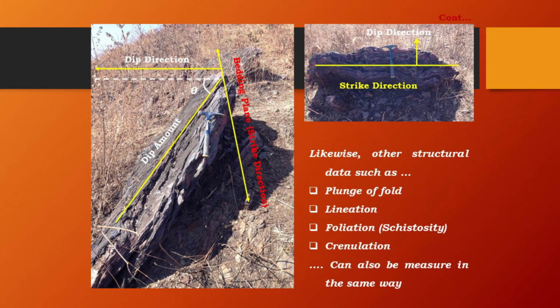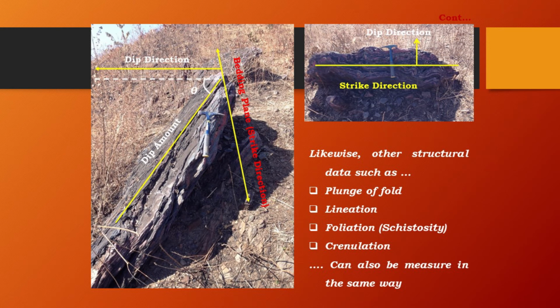In a real case scenario, the strike line of an inclined plane is an imaginary line formed by the intersection of the bedding or foliation plane with a horizontal line. If we see the photograph, the direction of the strike line is closest to north-south. The direction in which the beds are inclined is toward the west, that is the dip direction, and how many degrees it is inclining toward the west is its dip amount.